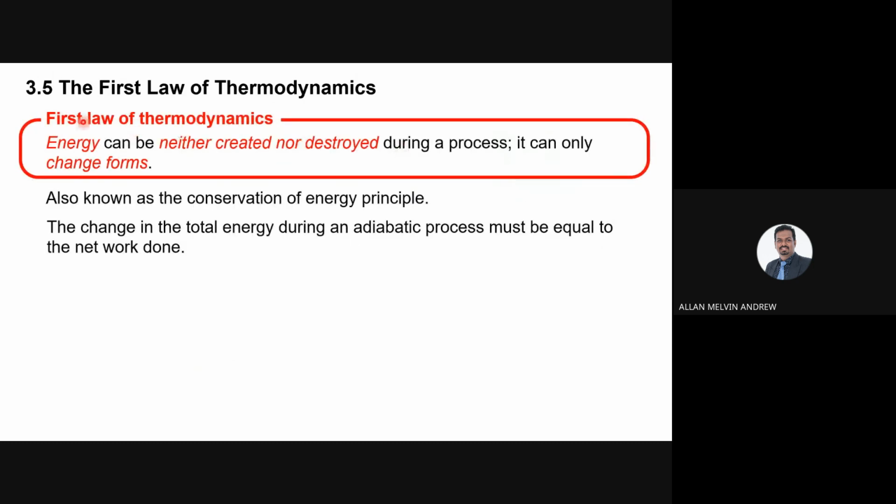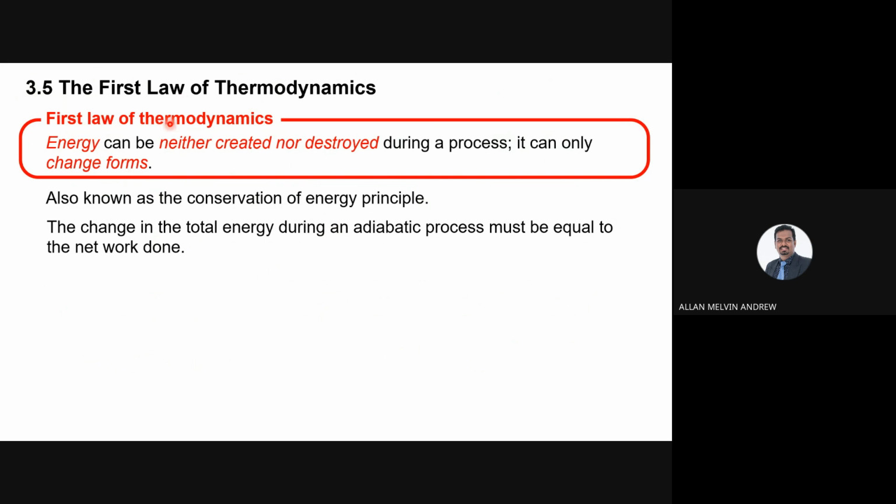Then we are entering 3.5, the first law of thermodynamics. It's quite important because you will usually be asked about it in the exam, so you can pay some attention to this. The first law of thermodynamics is relatively easy to understand. Energy can be neither created nor destroyed during a process. It can only change form. That is the first law of thermodynamics.